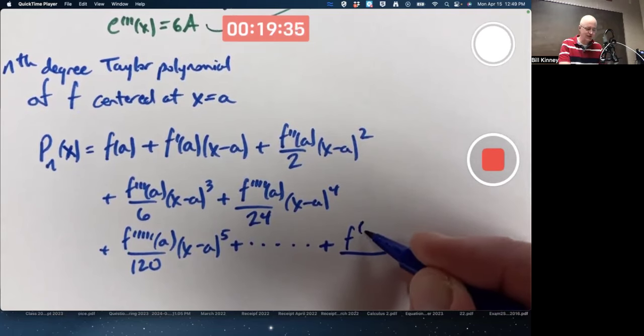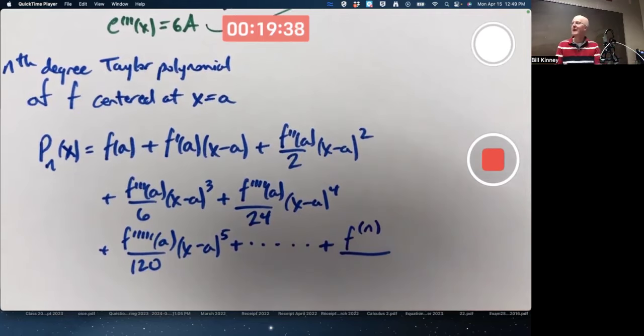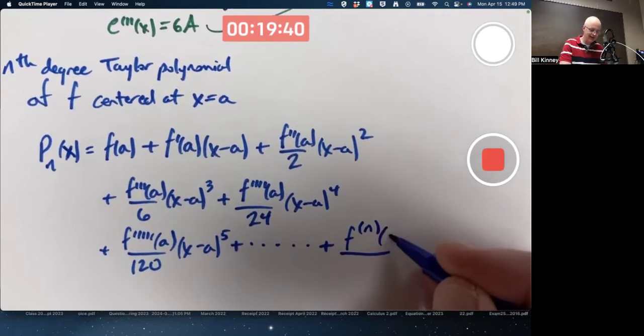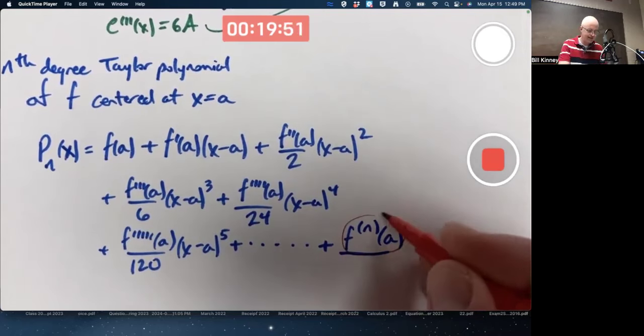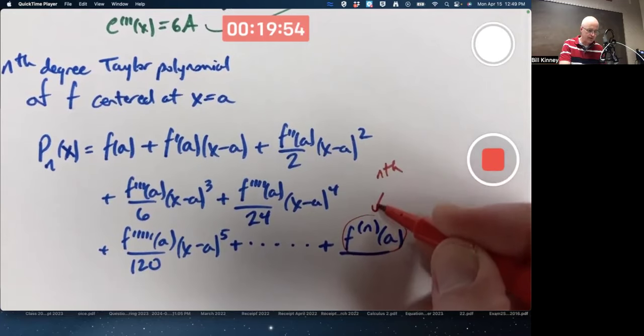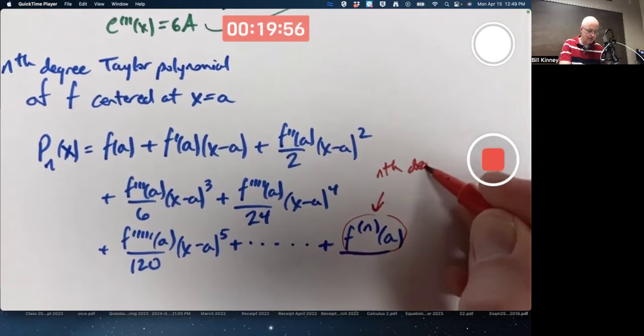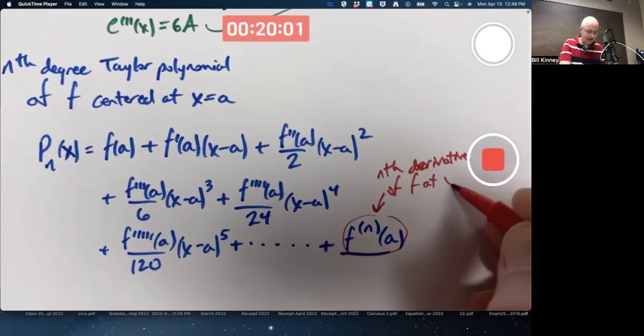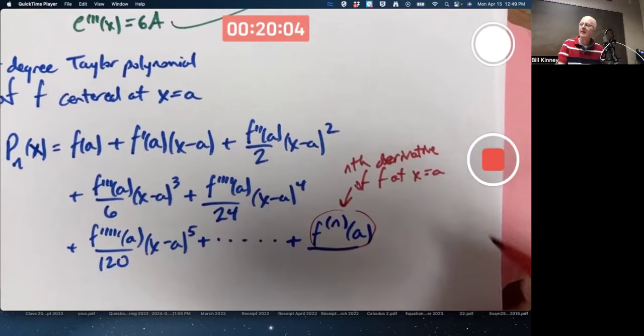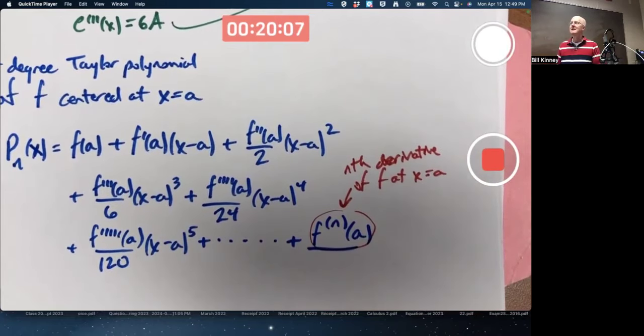It's more conventional to put an n in parentheses, evaluated at a. This does not mean the nth power of f. It's not that. This is the nth derivative of f at x equals a. It is standard notation. To emphasize it's not a power, that's why the parentheses are around the n.